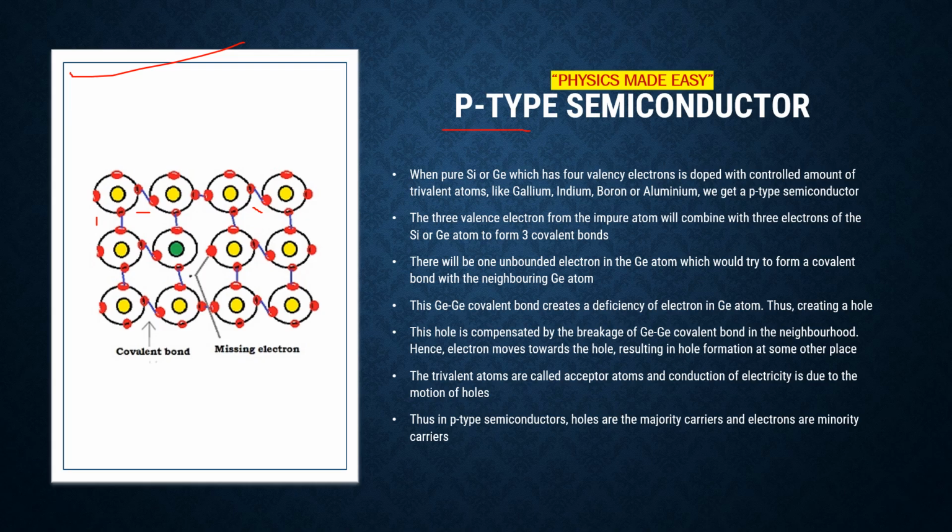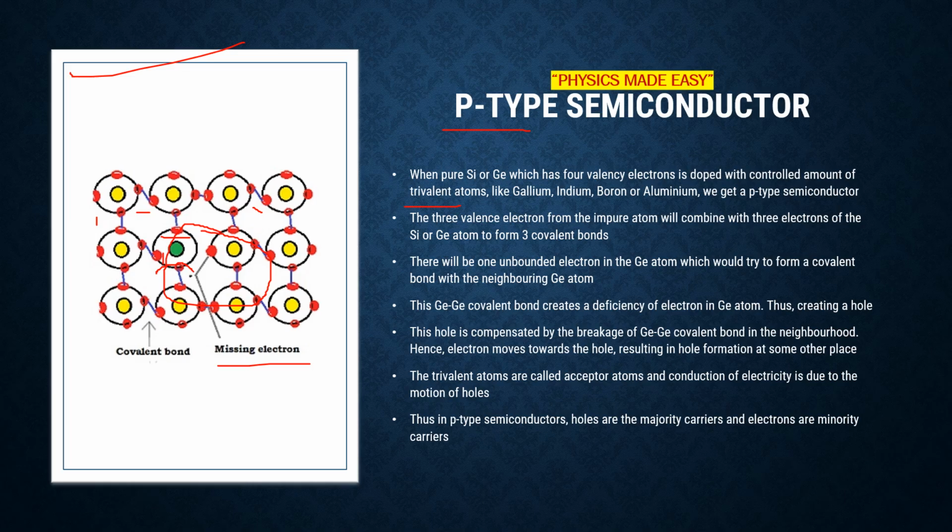And how is the p-type semiconductor created? It is created by taking trivalent atoms. A trivalent atom has three valence electrons. So we can see that three covalent bonds get formed and one bond is not created. So there is a hole at that place, and the creation of this hole helps in improving the conductivity.